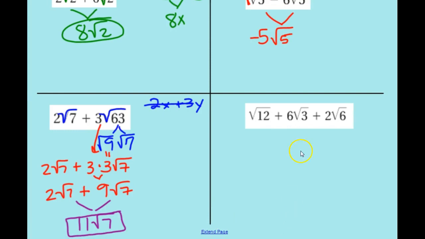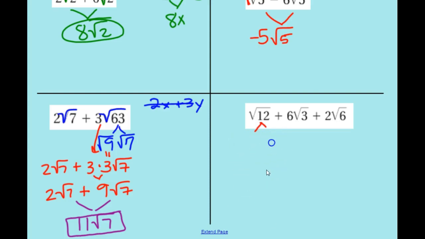Alright, next one here, we have 3 different square roots. We have the square root of 12, square root of 3, and square root of 6. So let's see if we can simplify any. I'm going to start with the first one. I know 12 is 6 times 2, or even better, since you know 4 is a perfect square, 4 times 3 is 12. So then I would have here 2 and square root of 3.